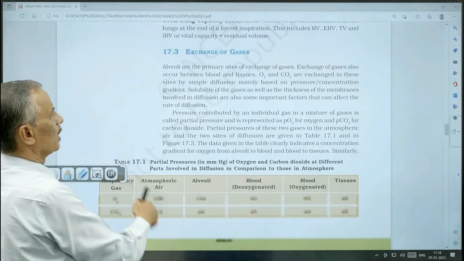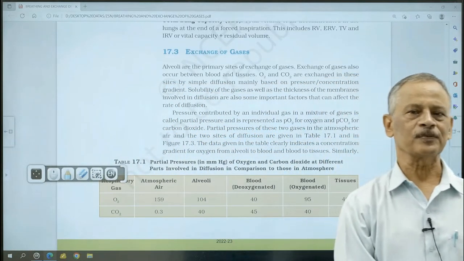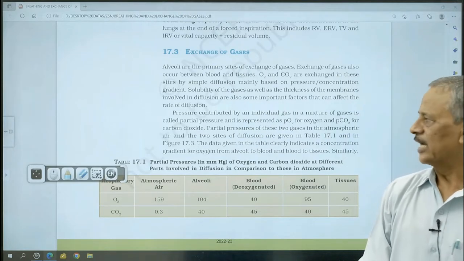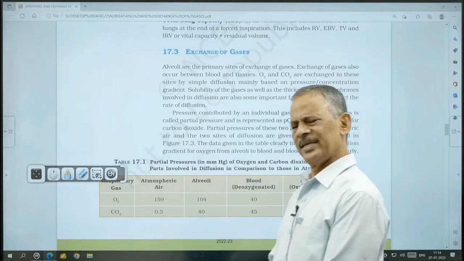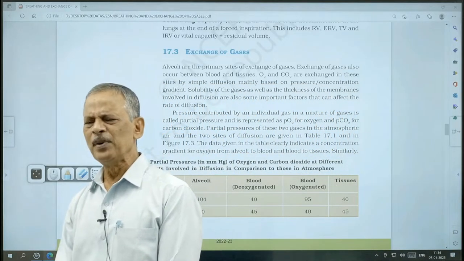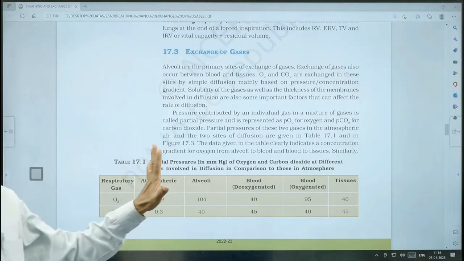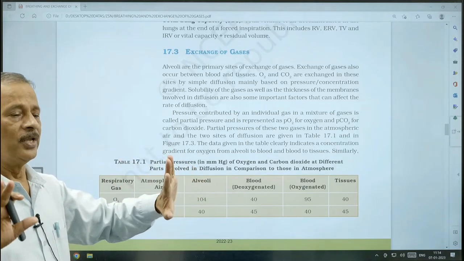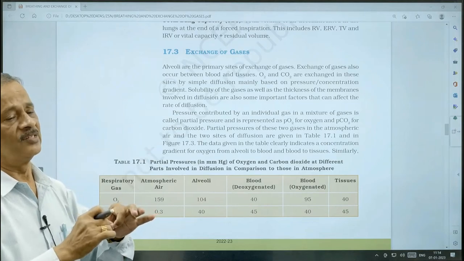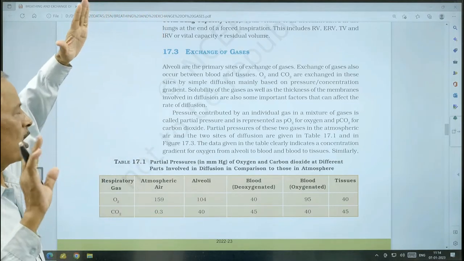Now, after reaching the alveoli, what happens to these gases? Gases are exchanged. See how this exchange is taking place. Exchange is taking place simply by a pressure gradient. It is by diffusion, no other mechanism. It does not require any energy. It is simply along a gradient from a region of high partial pressure to a region of low partial pressure.